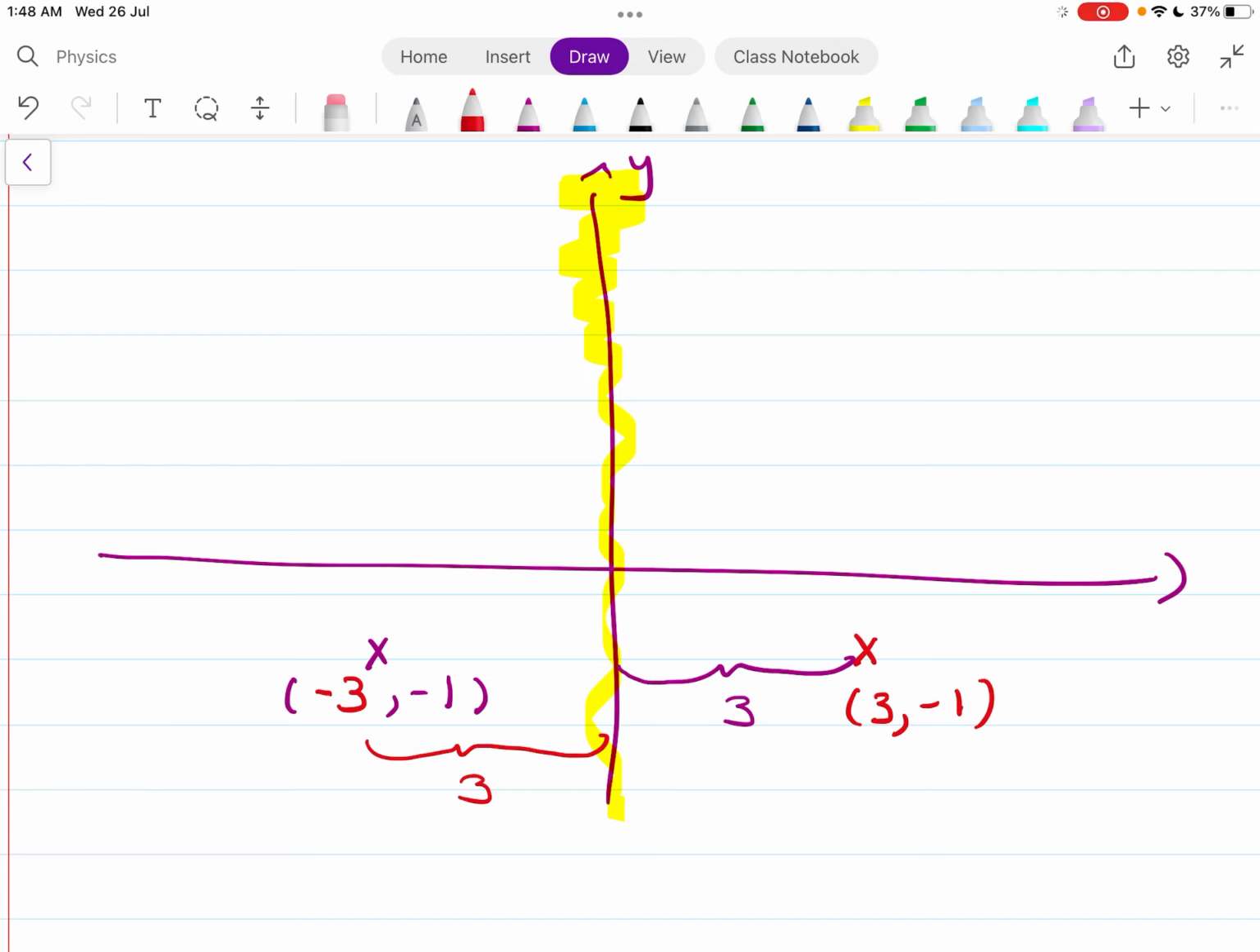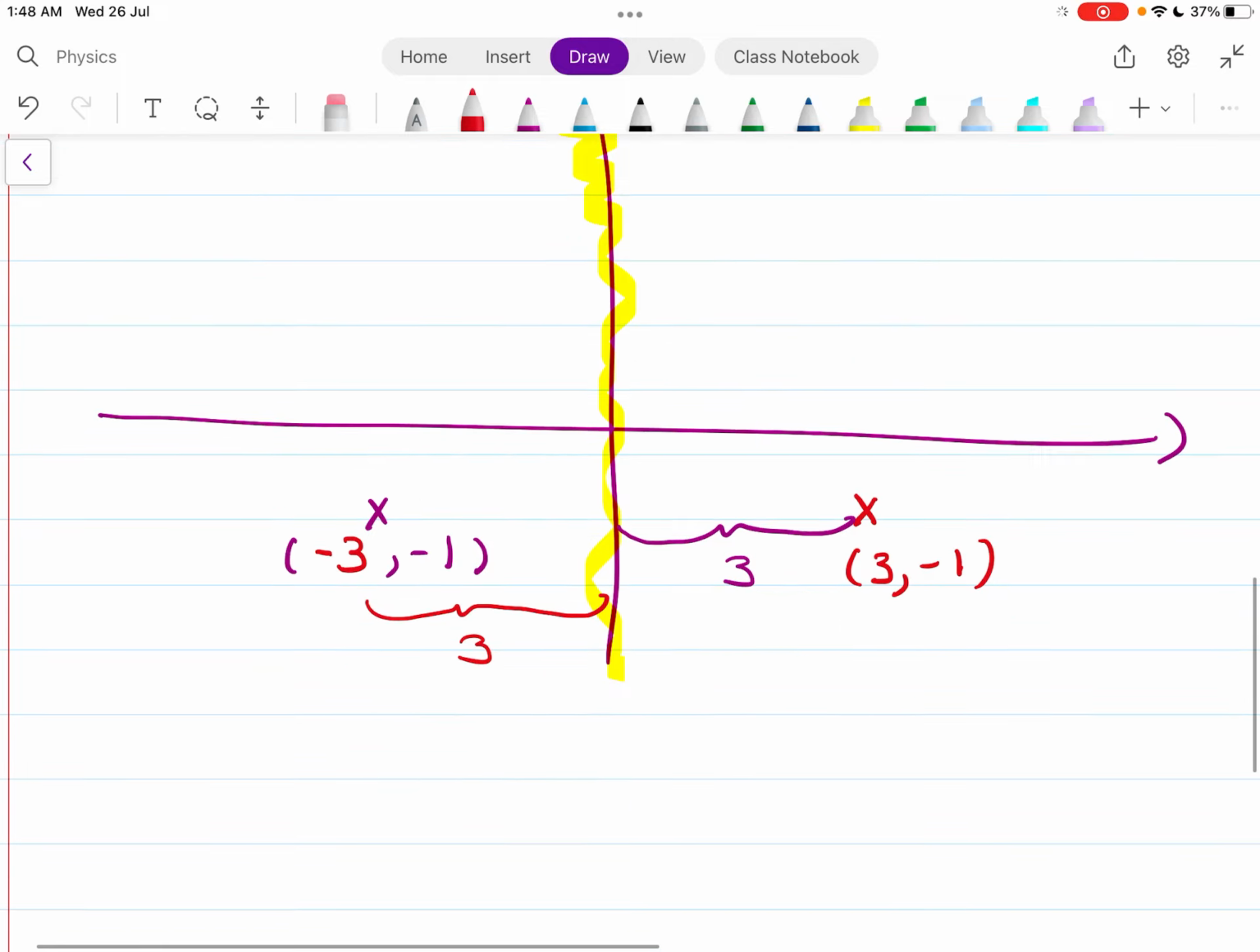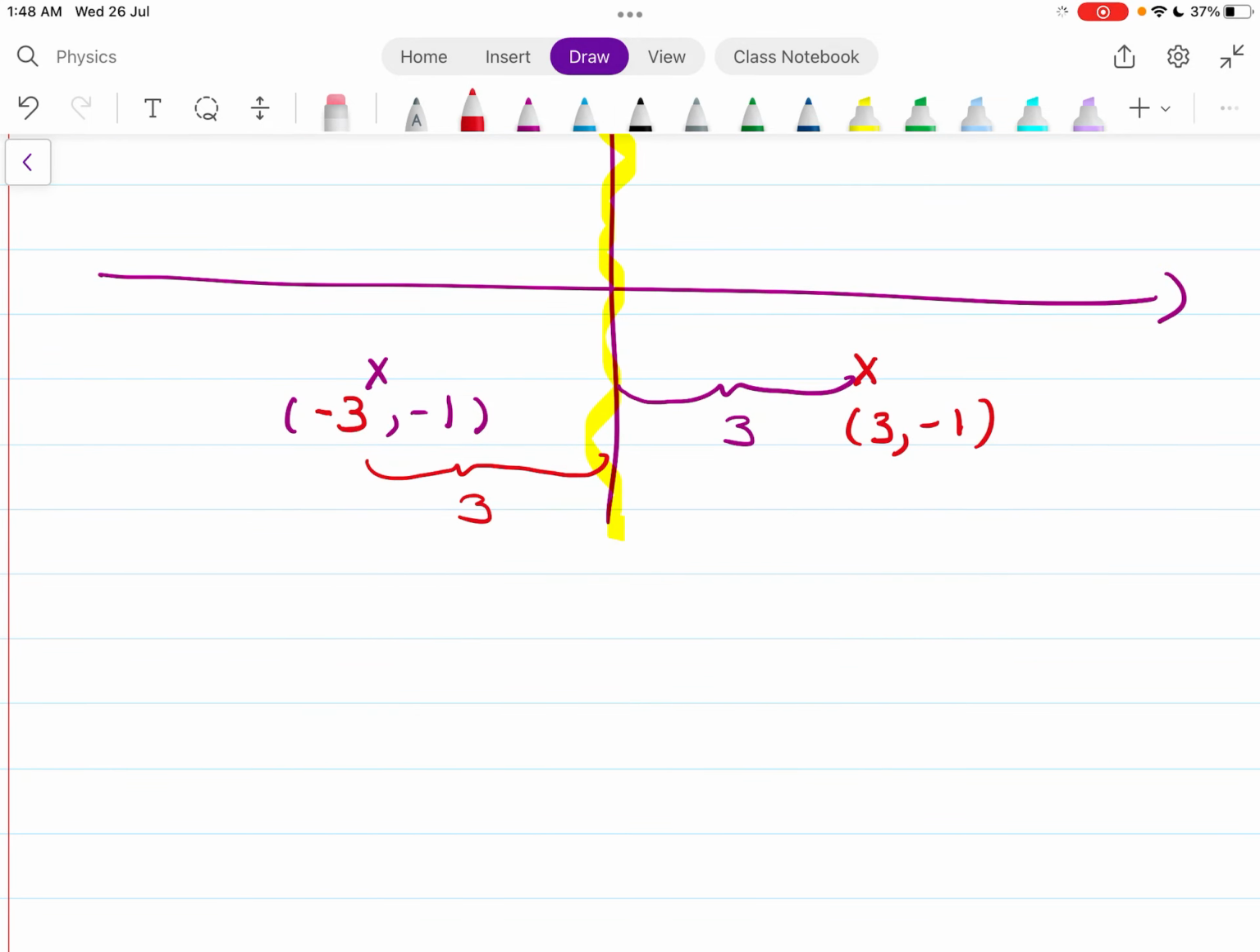Okay, what about the radius? Because it's just a reflection, the radius must be equal to 5. So the equation of circle, right, is x minus negative 3, so it's (x + 3) square plus (y + 1) square will give you 5 square, 25.